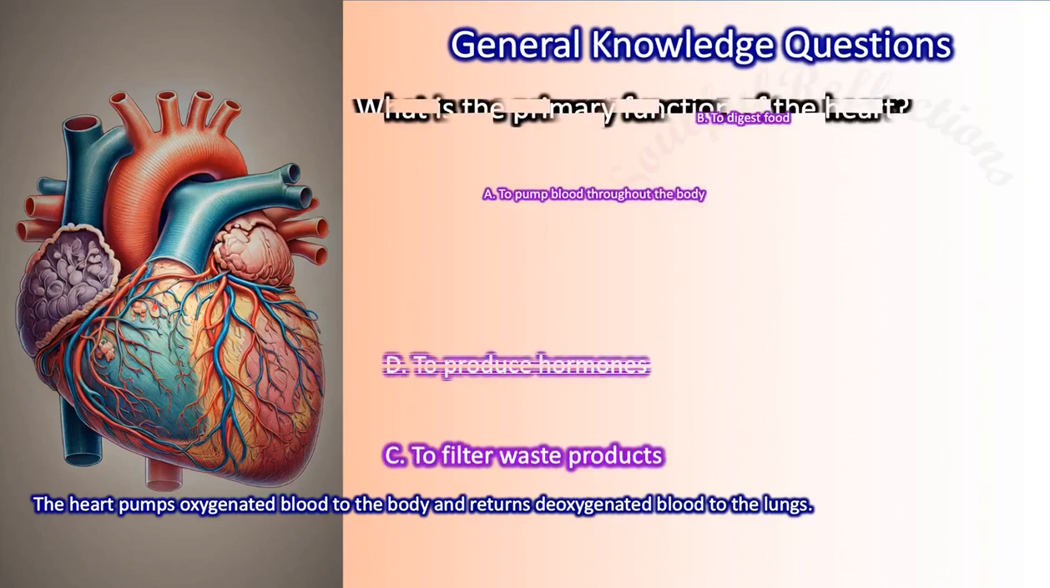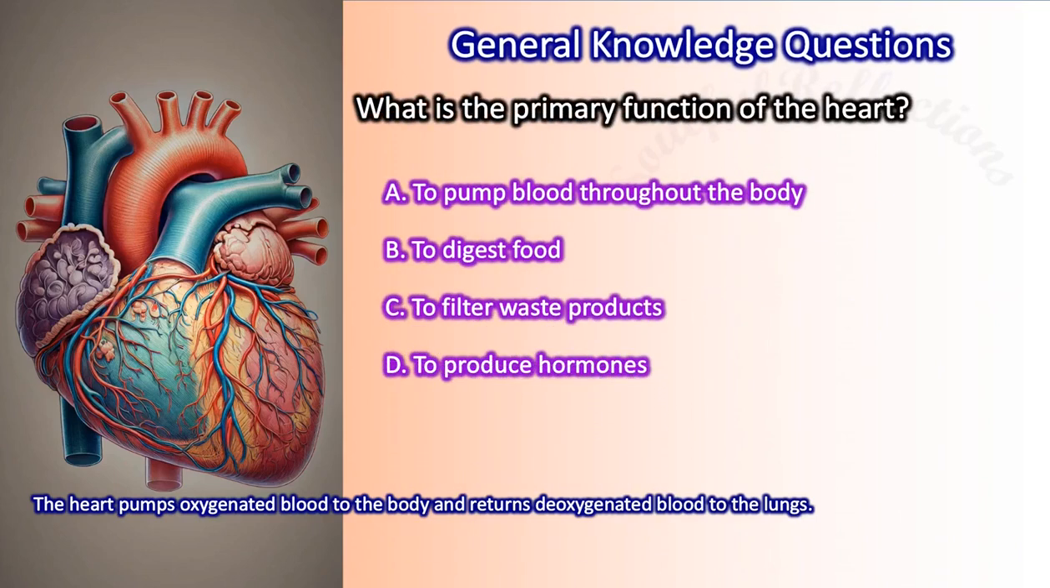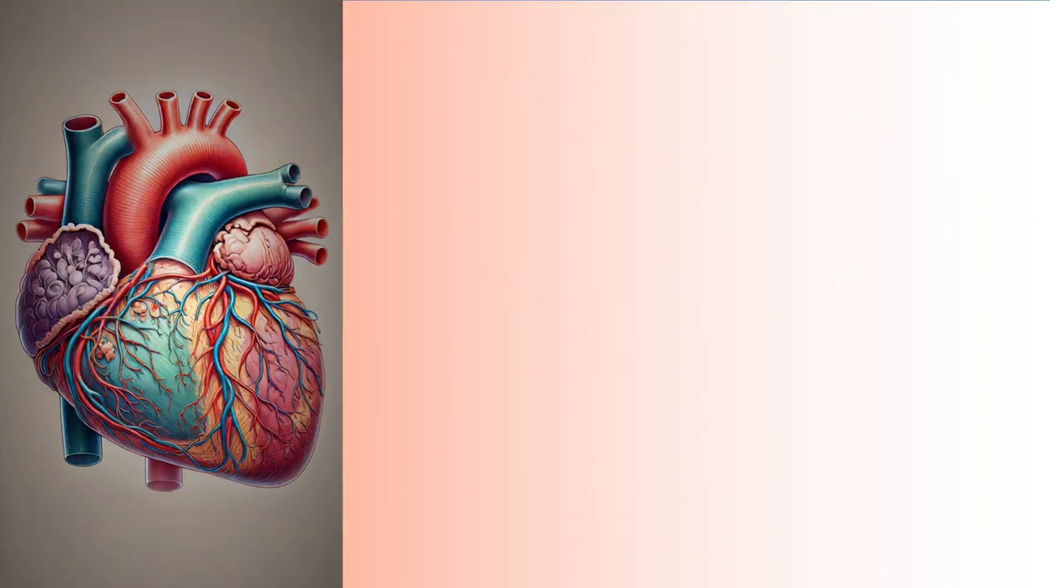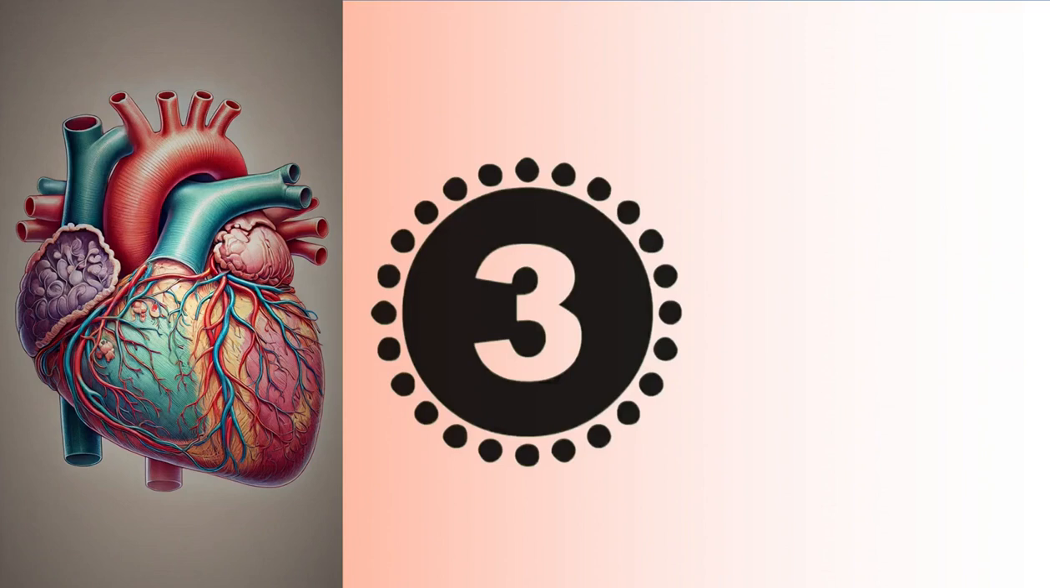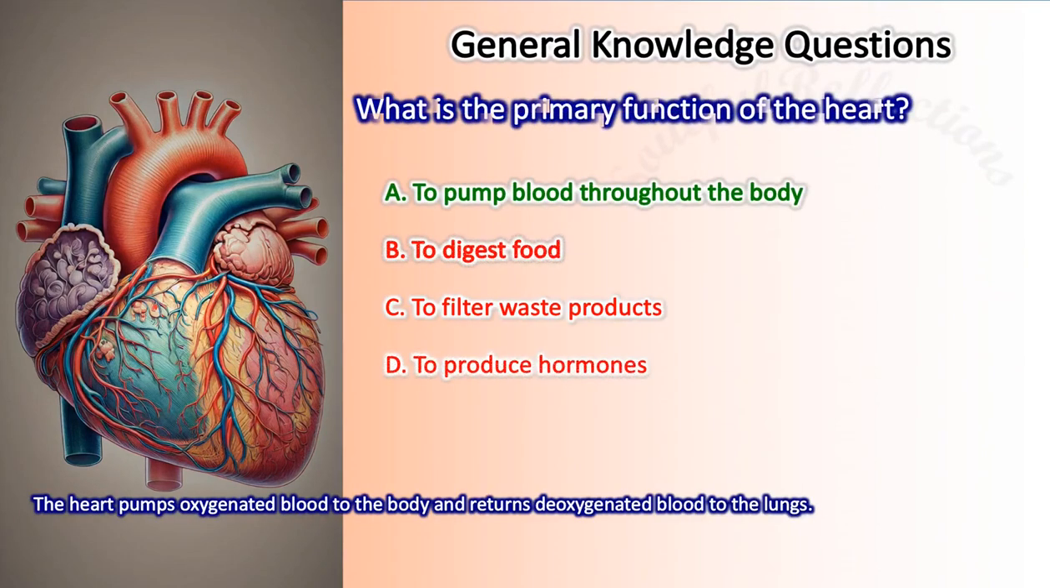What is the primary function of the heart? Option 1, to pump blood throughout the body. Option 2, to digest food. Option 3, to filter waste products. Option 4, to produce hormones. The answer is Option 1, to pump blood throughout the body.